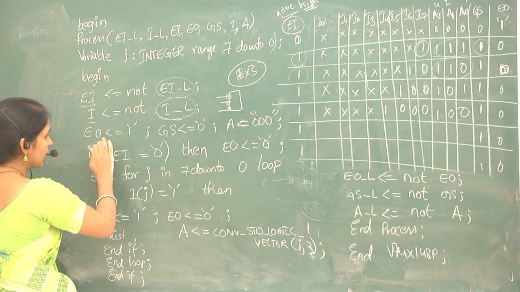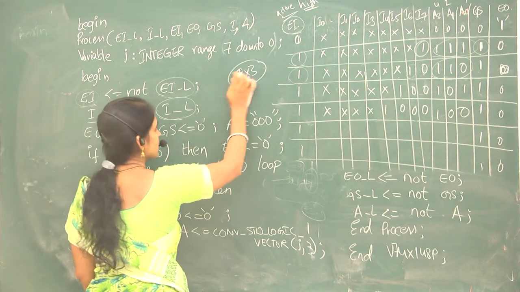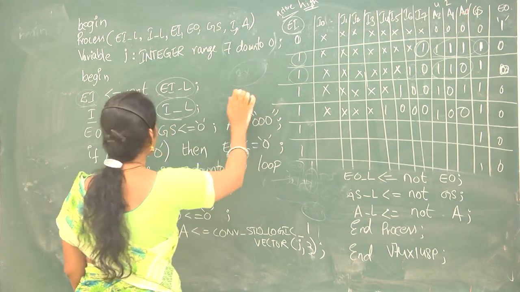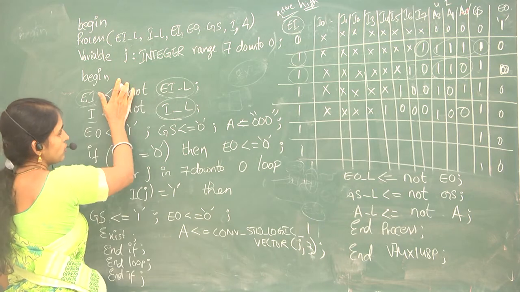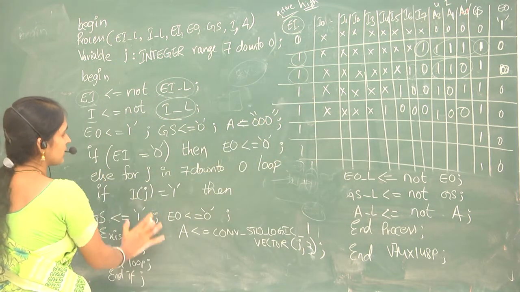See here, if E0 is equivalent to 1, or else, you may not be worrying about these two lines. If you want to write this code for this particular truth table, you can write it like this.